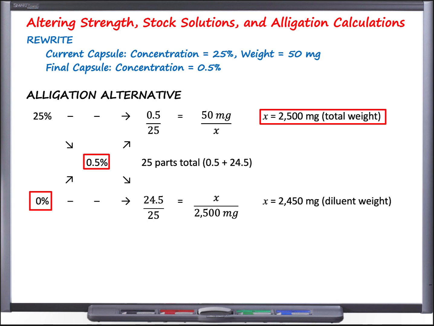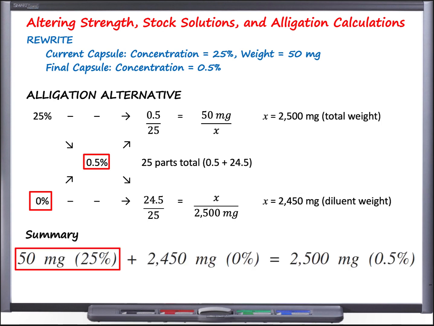So our next step would be to take the 2,500 milligrams and use the equation down below for the diluent, because the diluent proportion said that we need 24.5 parts of diluent for every 25 parts of total mixture. We can set that equal to some unknown amount of pure diluent, but we now know the total mixture weight we're going to need to have is 2,500 milligrams. We just solved for that. So now when we solve for X, we are solving for just the weight of the diluent. And we do all of that math across, you can see that X would equal 2,450 milligrams, and that now represents the diluent weight.